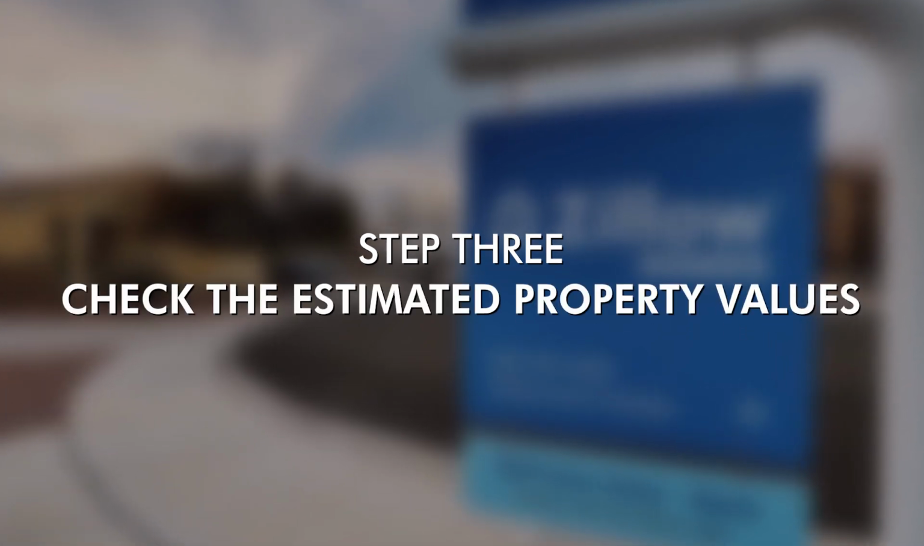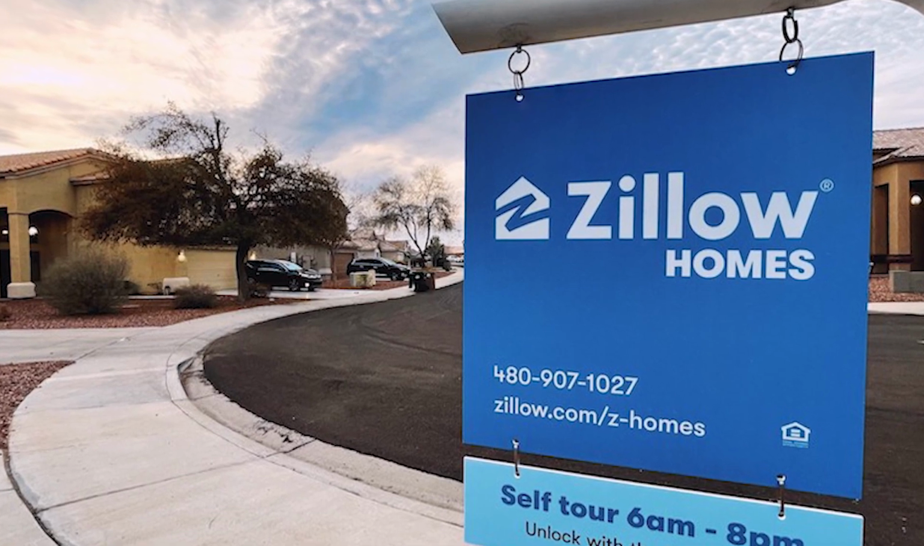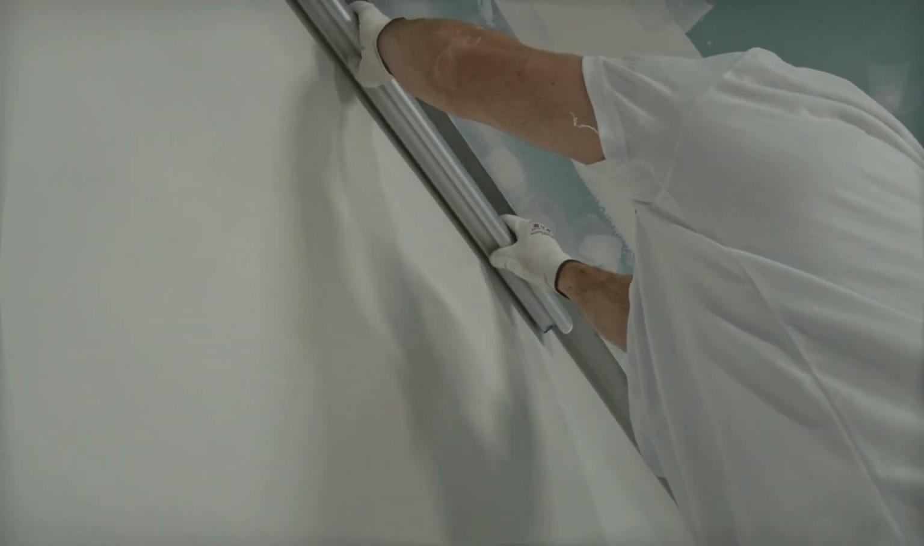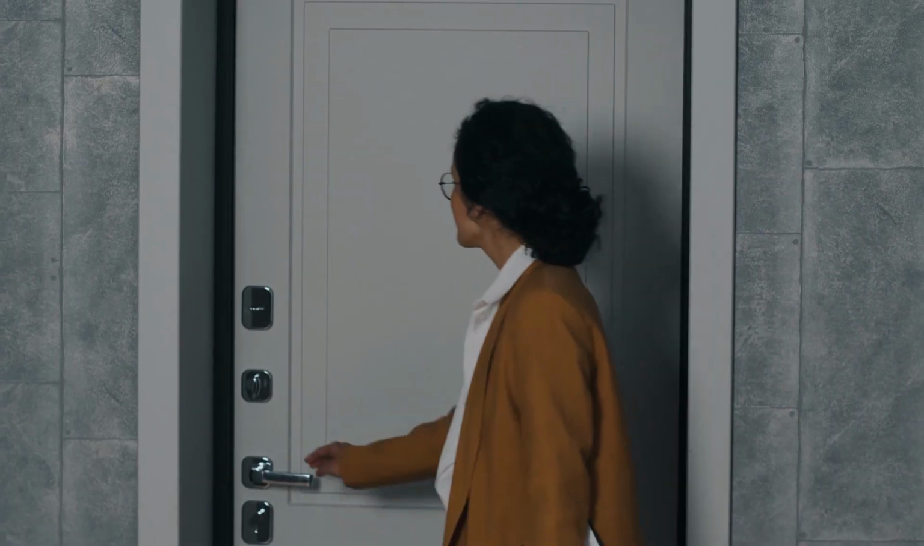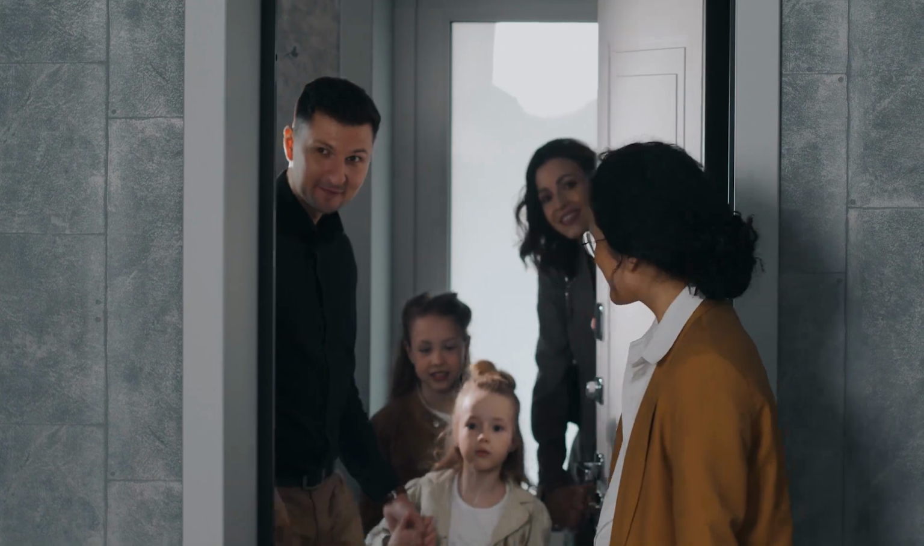Step 3. Check the estimated property values. To get the projected market worth of the home, use online services like Zillow's estimates. These are market value estimates, so they might not be entirely correct, particularly if the home has undergone alterations. But when you continue your real estate market analysis, this will give you an excellent starting point.